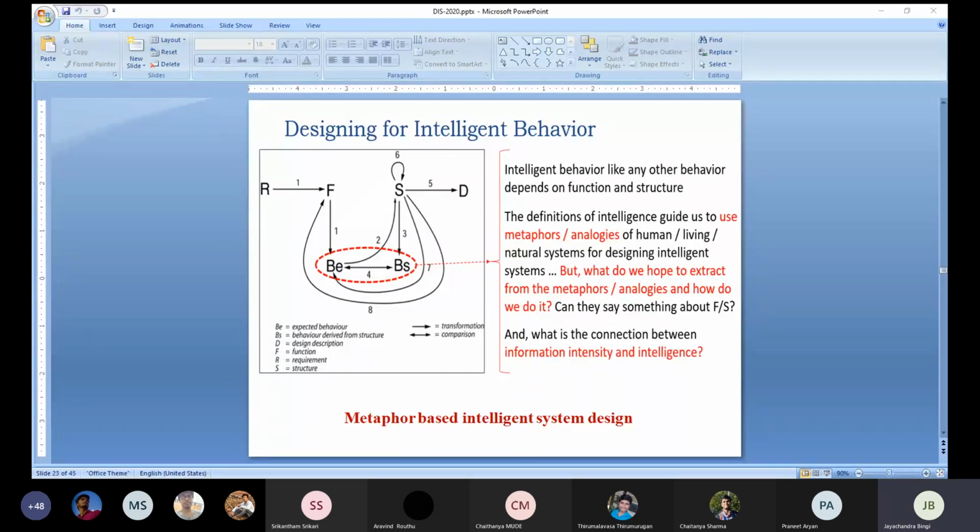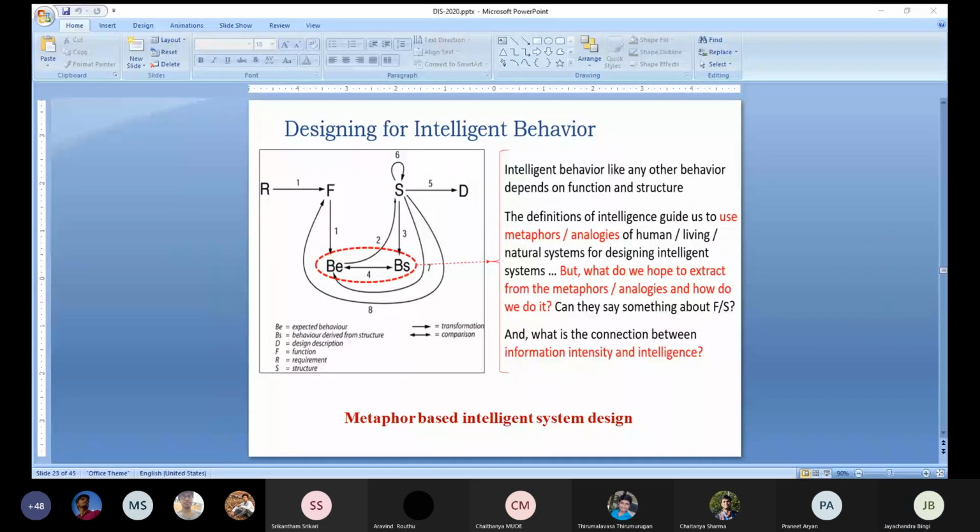That's the reason why, in this path, you can use metaphors and analogies of human or living or natural systems for designing intelligent systems. In designing an intelligent system, you can take metaphors, analogies, and inspiration from natural systems just to make these structurally supported behaviors, which are also your expected behaviors. So you are reducing this separation. That is where you came across metaphor-based intelligent system design.